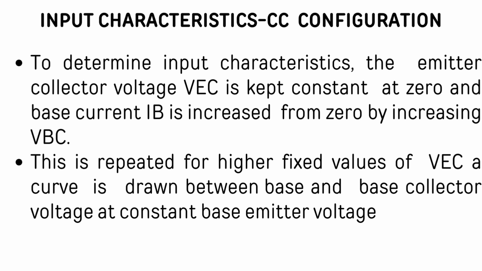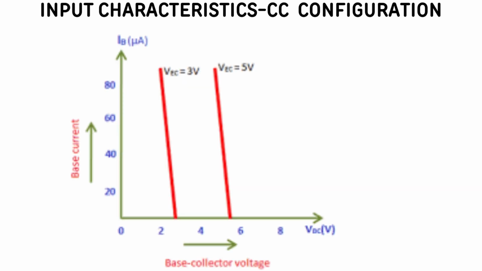This is repeated for higher fixed values of VEC. A curve is drawn between base collector voltage and base current at a constant emitter collector voltage, as shown in the figure. Base collector voltage versus base current for different values of VEC.